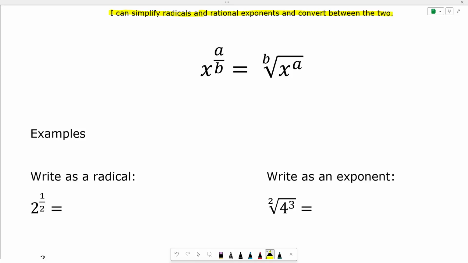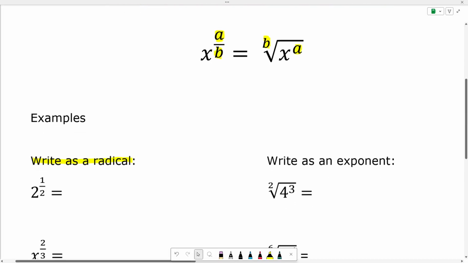Rational exponents. I have here example x to the a over b. That is a rational exponent. It's just a fractional exponent. The denominator of the exponent is our root for our radical, and the numerator is the exponent that would go with the number or variable inside the radical. So looking at our examples here, it says, hey, let's go and write these as a radical.